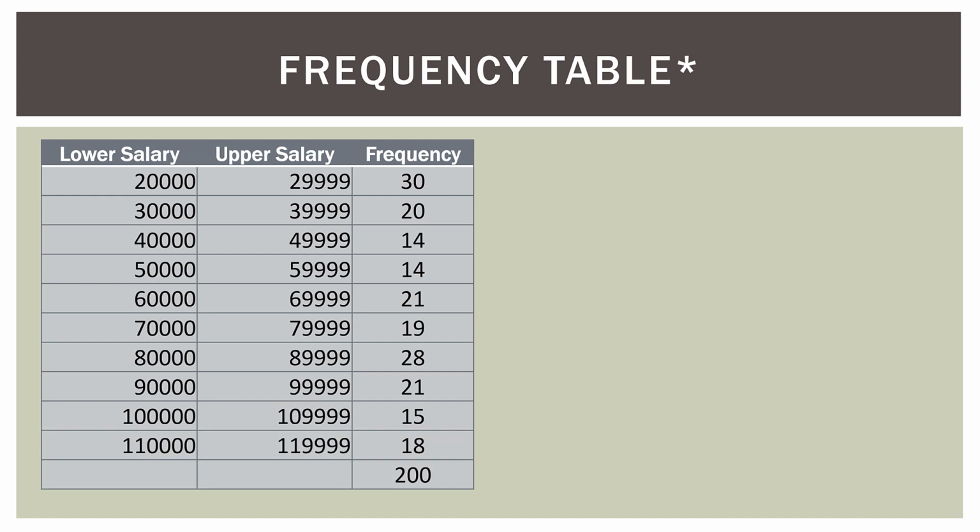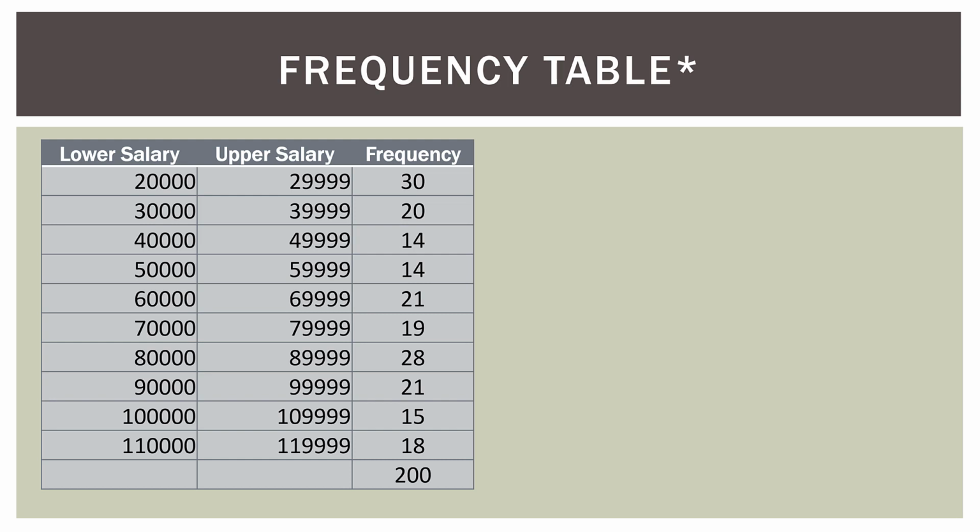So here is the frequency table we're going to use. We can see that in the first row we have a lower salary of our bin or range of $20,000 and then an upper salary in that bin or range of $29,999. And in that range, we have 30 observations. $30,000 to $39,999, we have 20 observations in that range, etc.